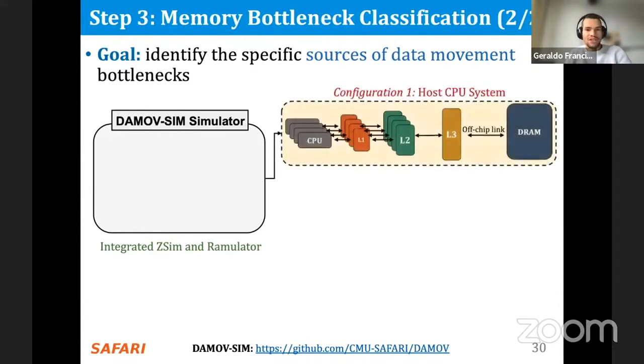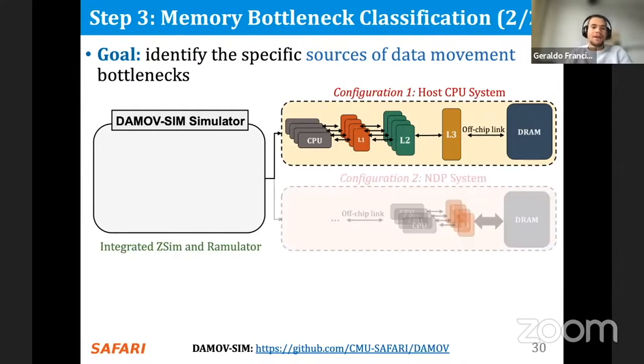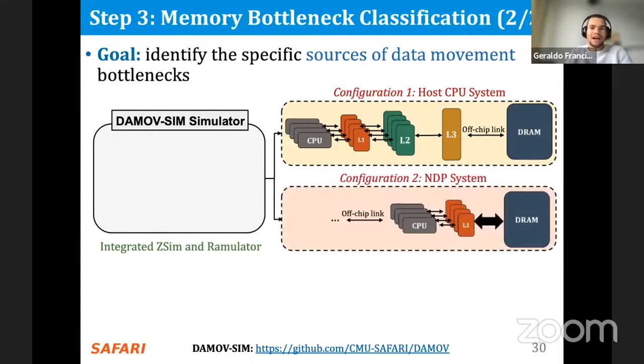The first configuration that we evaluate is of a host CPU with a deep cache hierarchy. The cache hierarchy has a 32 kilobyte private L1 cache, a 256 kilobyte private L2 cache, and a shared 8 megabyte L3 cache. The second configuration is of a data processing CPU with only a private read-only L1 cache of 32 kilobytes. In our paper, we evaluate a third configuration that includes a hardware prefetcher on top of configuration 1. However, we omit such configuration in this talk.